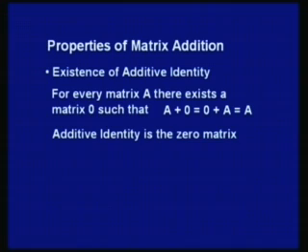Further properties of matrix addition. The existence of additive identity is an important property of matrix addition. By this I mean to say that for every matrix A, there exists a matrix 0 or a null matrix such that A plus 0 is the same as 0 plus A is the same as A. So, whether you add 0 on the right side or you add on the left side, the result is not affected at all. And this matrix is called the additive identity, or we say additive identity is the 0 matrix. What is the order of this 0?